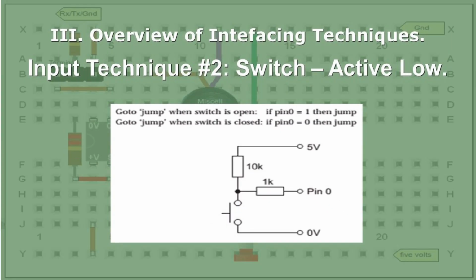Here is the other way, where it will be pulled up high all the time with the 10K limiting resistor, but then the switch will put a low to it. Depending on how your circuit's designed, you may want to put a high to it or put a low to it with a switch.